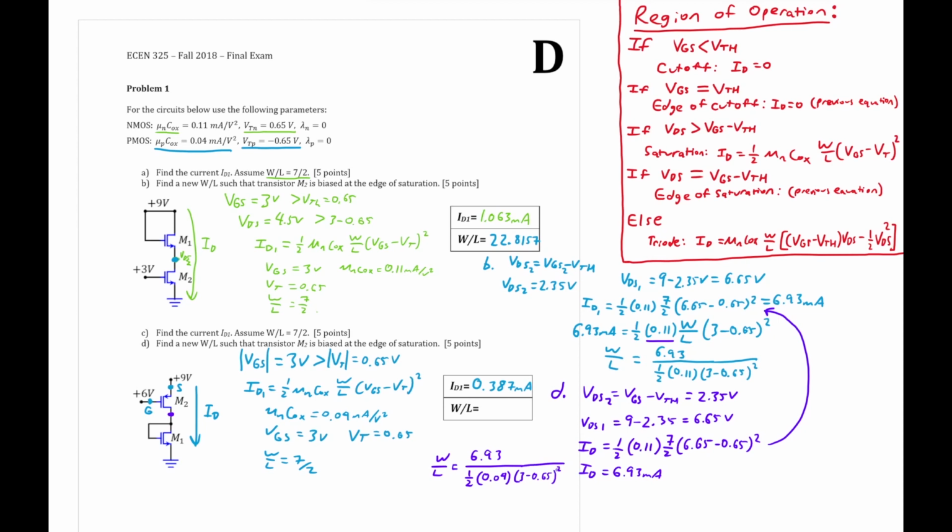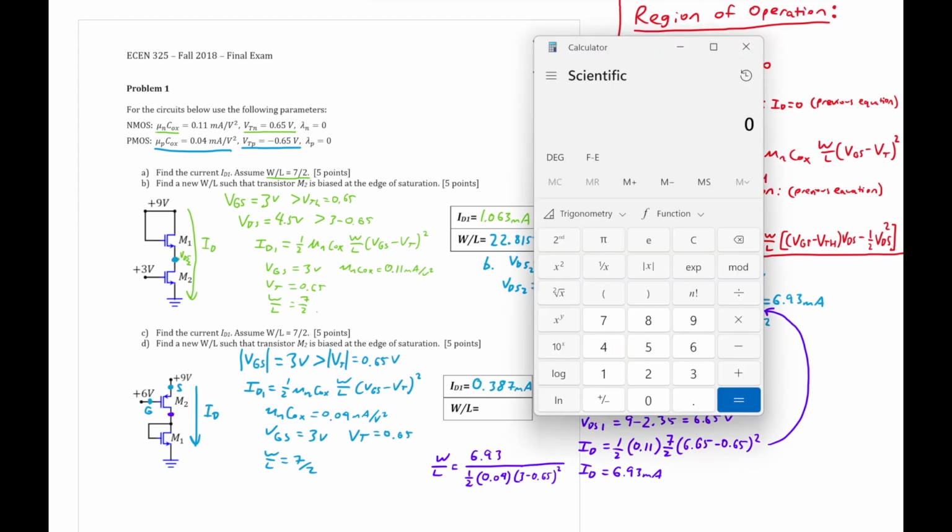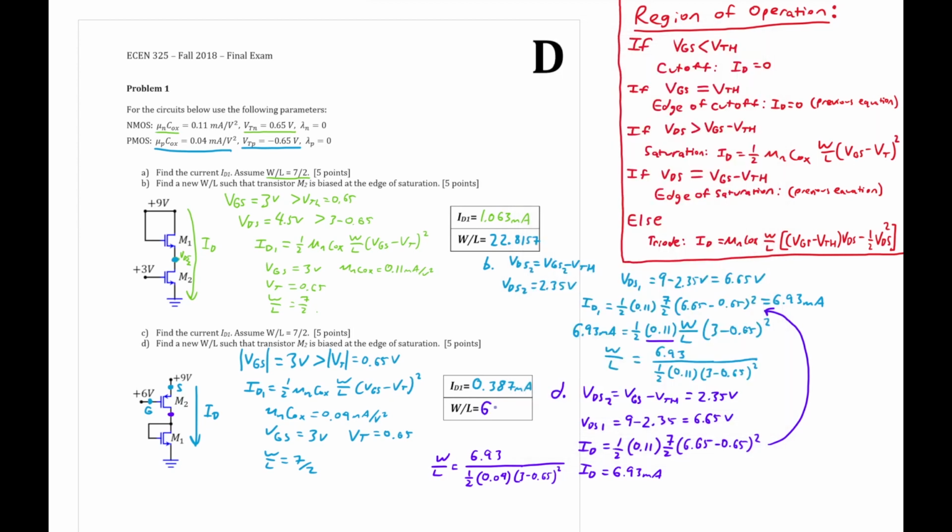And let me go ahead and calculate this value. So (3 minus 0.65) squared times 0.04 divided by 2. And we're going to take 6.93 divided by that number to get 62.74. 62.74. And this concludes part D of problem 1 for the fall 2018 final exam.